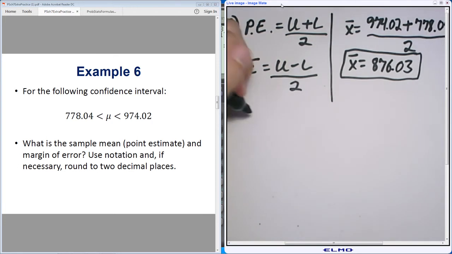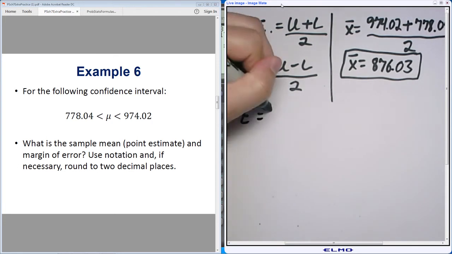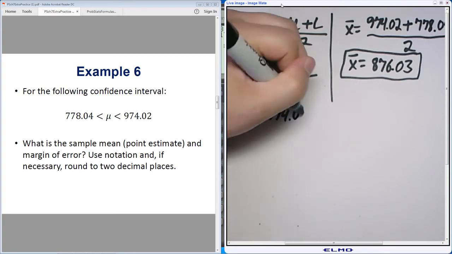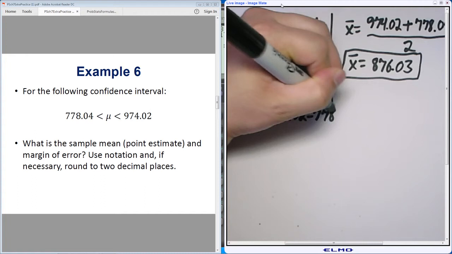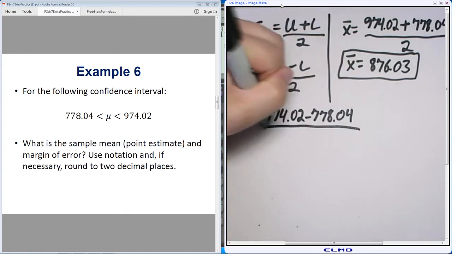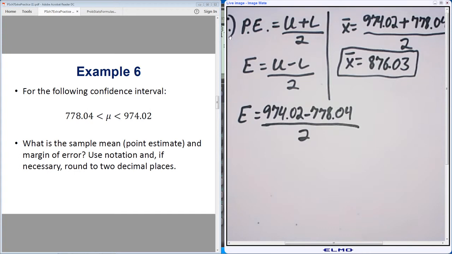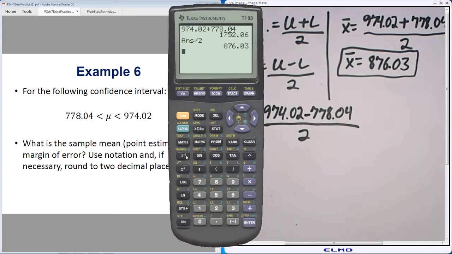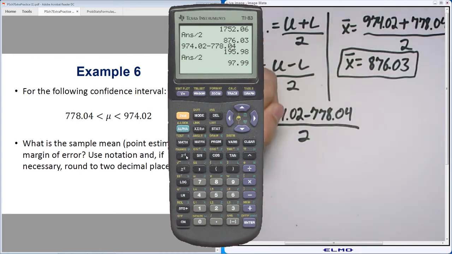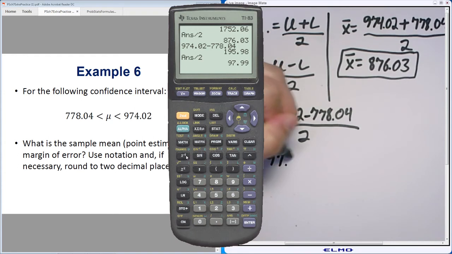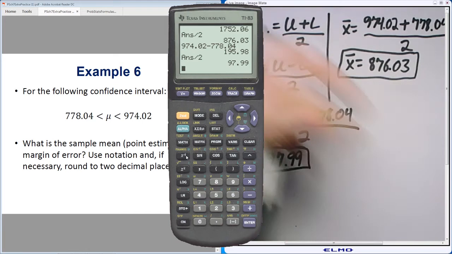All right, now for the margin of error. I'm going to have the same numbers, but this time I'm going to subtract them. Subtract first, divide by 2, and I get the margin of error, 97.99. And that's the answers.